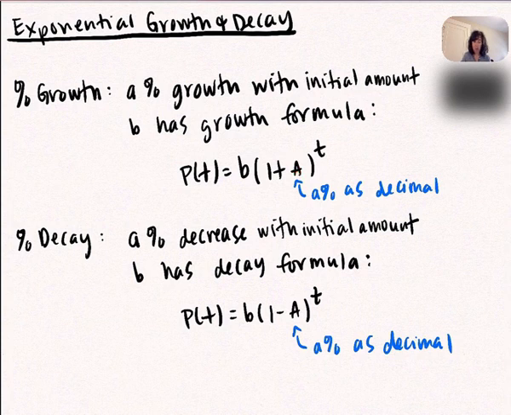Now, if your population is decreasing at a certain rate or percentage, then you can use this formula here. So it's the same as the other one, but you do 1 minus capital A instead. So little b again is the initial population, and capital A is the percent rate that the population is decreasing at, but as a decimal. Little t is the time unit, so that's a variable.